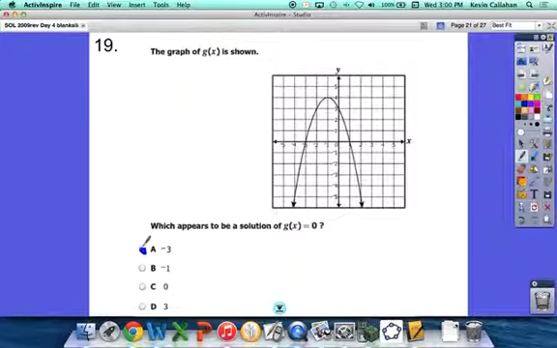Okay, if -3 is the 0 or the solution, what's the linear factor? Again? X plus 3, right? And there was another 0 on there. What is it? 1, right? It wasn't in our list here, but if 1 is a 0, what's the linear factor? X minus 1, right? So that could be our solution, or it could be y equals that.